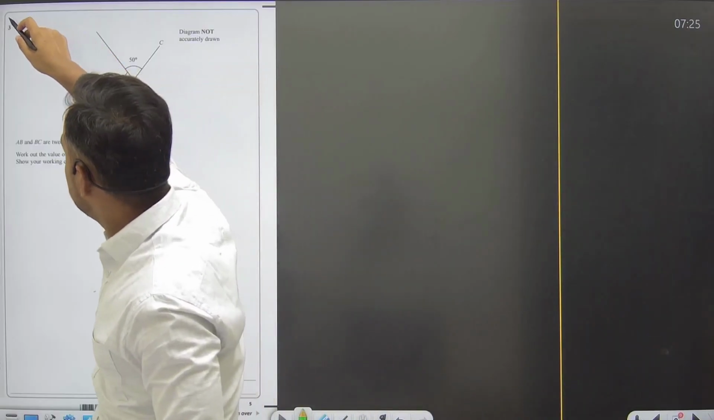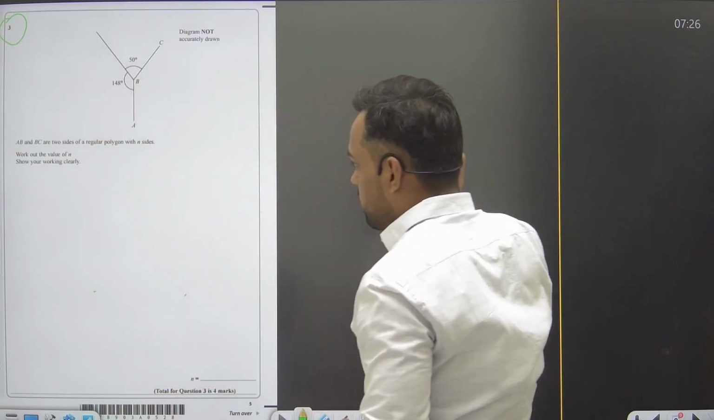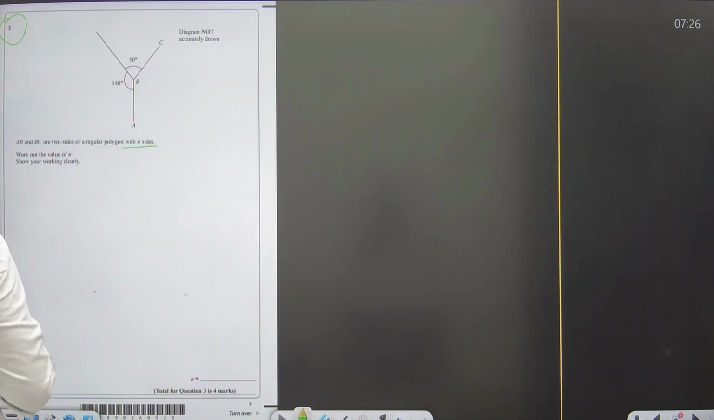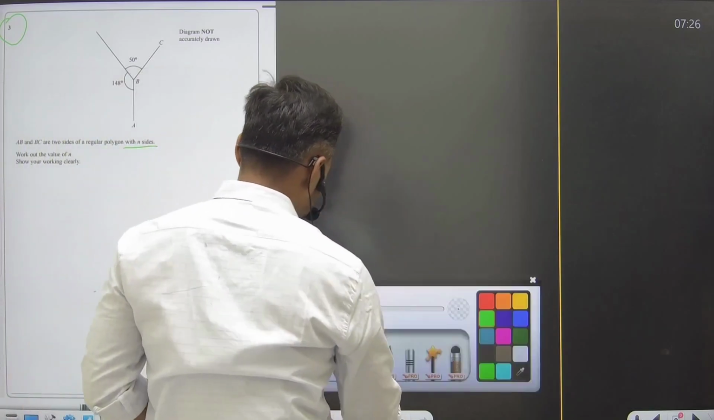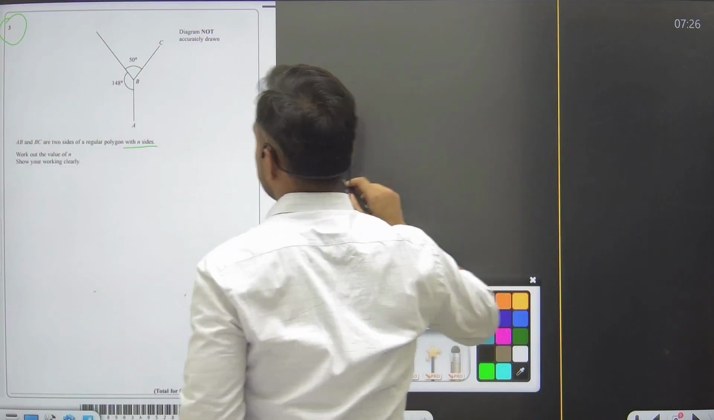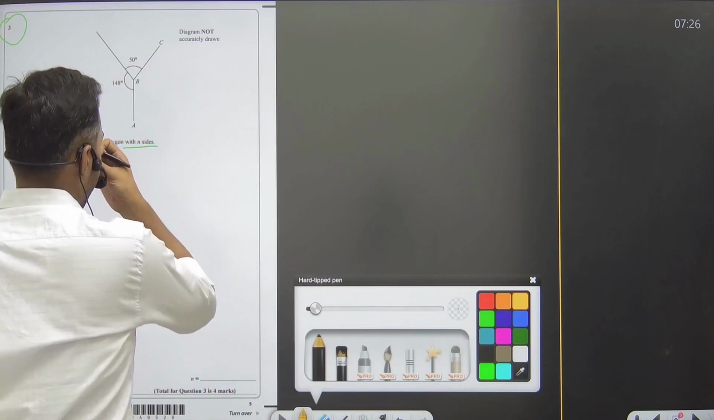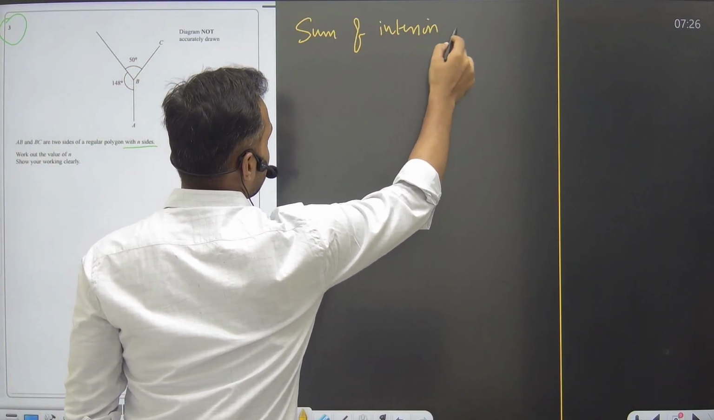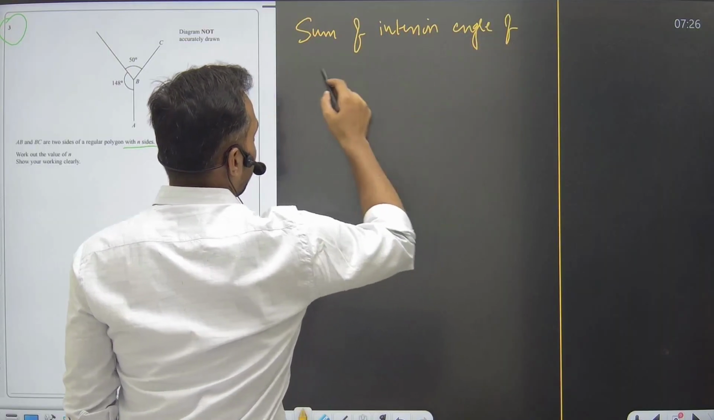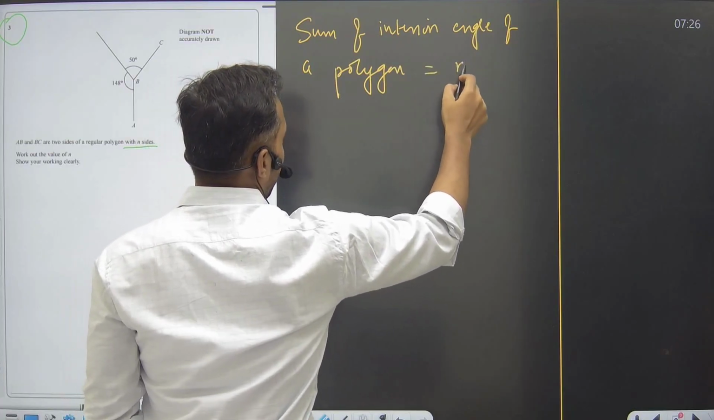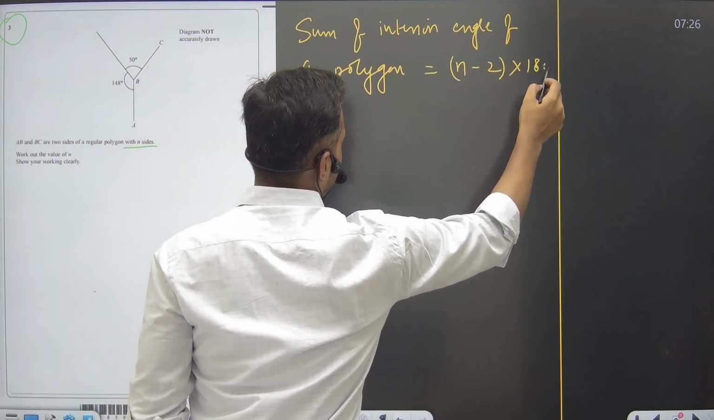So let's come to the third question. In this question it is mentioned AB and BC are two sides of a regular polygon with n sides. Work out the value of n, show your working clearly. Okay, so let's do it, students. We know that the sum of an interior angle of a polygon is given by (n minus 2) cross 180 by n.